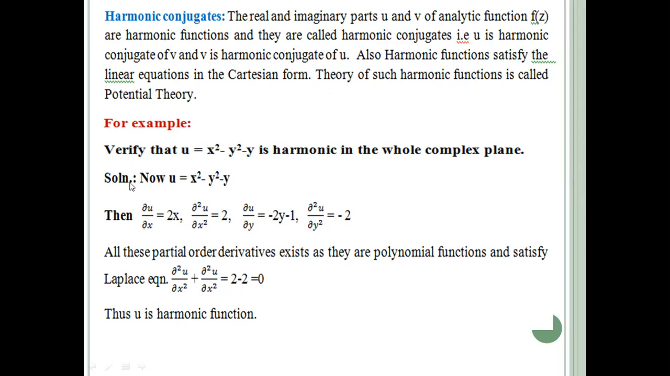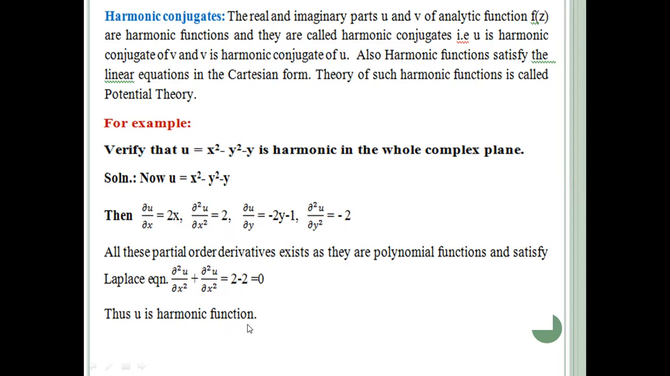Now I will take one example for verification of a harmonic function. Let u equal x square minus y square minus y. You have to prove it is harmonic. So u is this; go for all four derivatives. ∂u/∂x is 2x, ∂²u/∂x² is just 2, ∂u/∂y is minus 2y minus 1, and ∂²u/∂y² is minus 2. All these four partial derivatives are polynomial functions, so they exist, and clearly ∂²u/∂x² plus ∂²u/∂y² is 2 minus 2, that is 0.